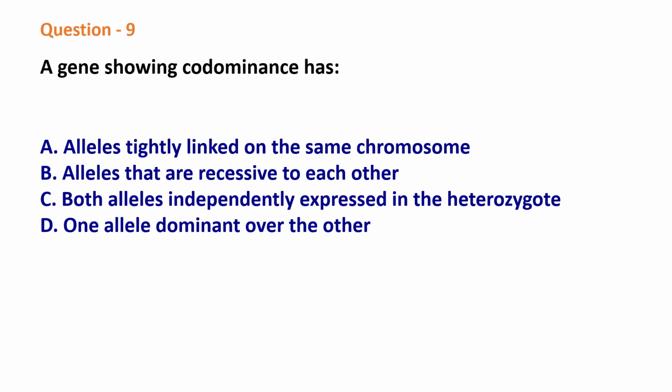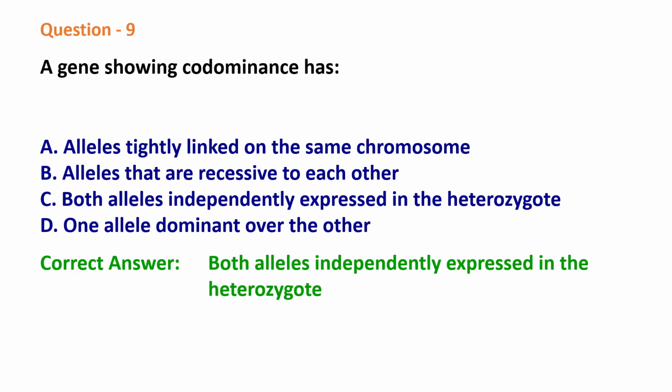Question 9. A gene showing codominance has options: alleles tightly linked on the same chromosome, alleles that are recessive to each other, both alleles independently expressed in the heterozygote, one allele dominant over the other. Correct answer: both alleles independently expressed in the heterozygote. We know that in the process of codominance, both are expressed equally. That means one is never influencing the other one. That means both the alleles are independently expressed.